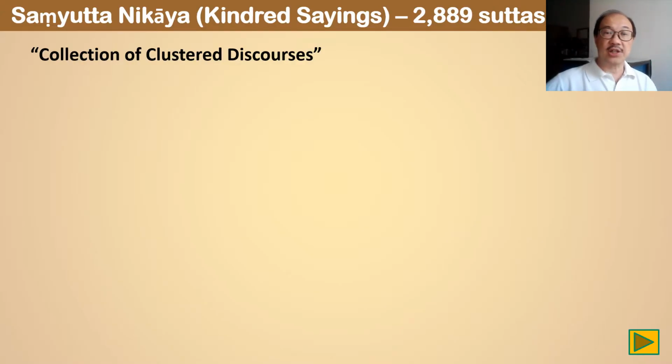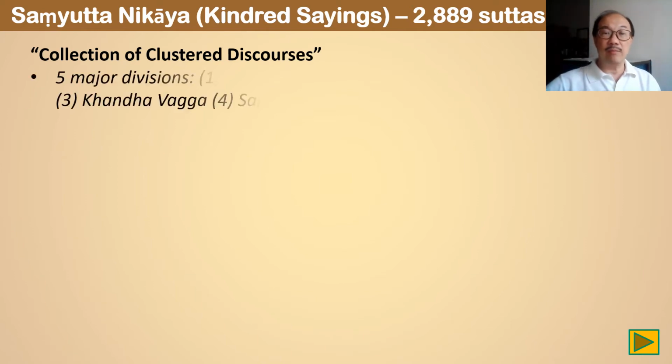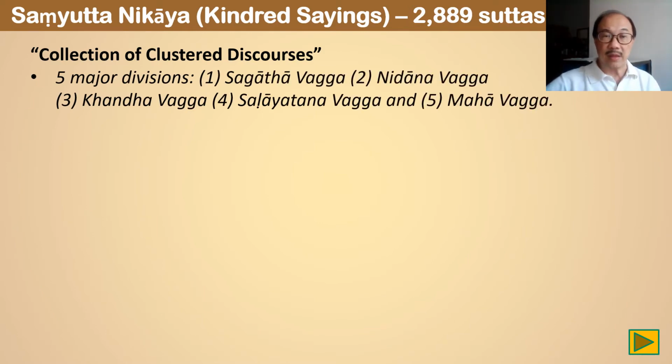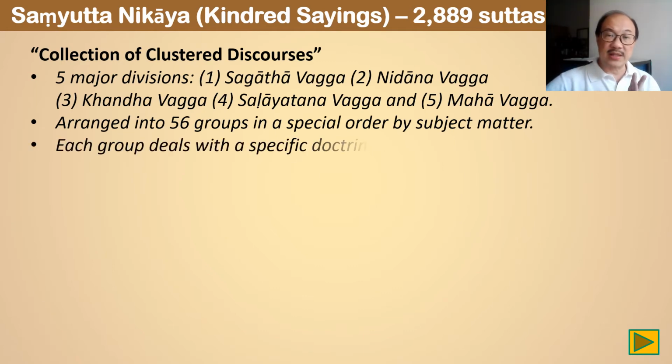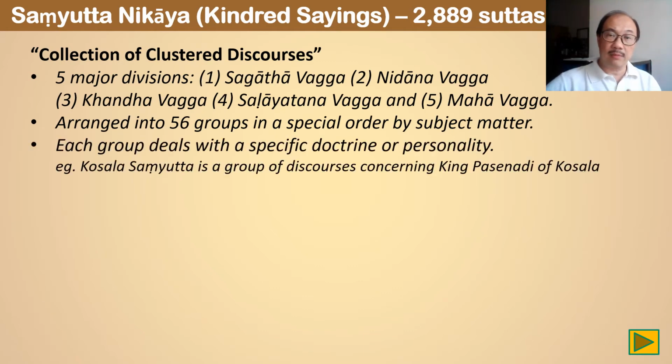The third collection, or Kindred Sayings, Samyutta Nikaya, is divided into 5 major divisions. This collection is arranged in a special order by subject matter, and each group deals with specific doctrines or personalities. For example, the Kosala Samyutta is a group of discourses concerning King Pasenadi of Kosala.